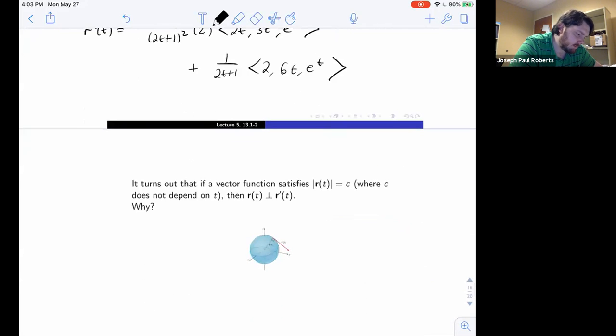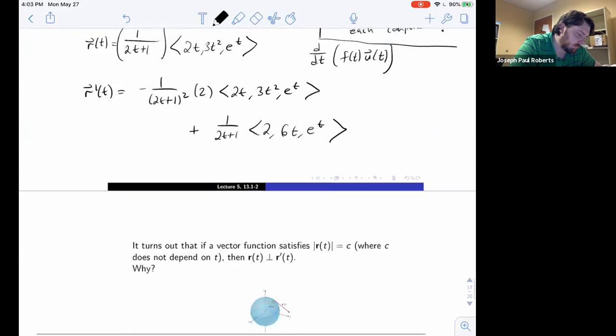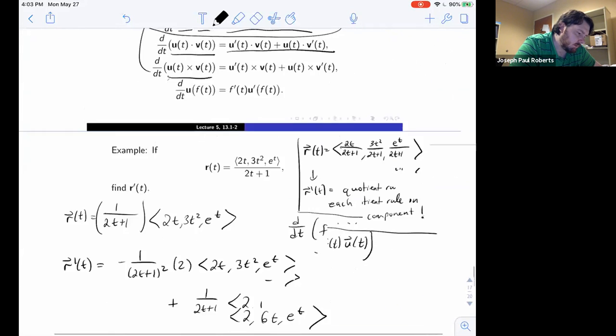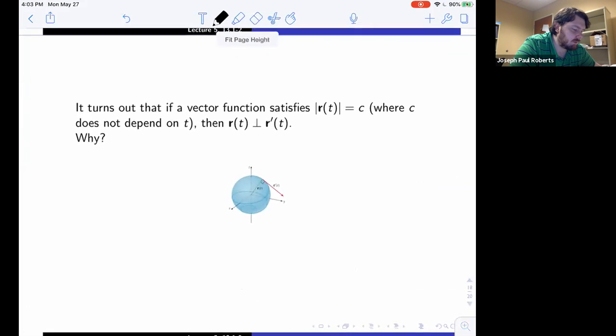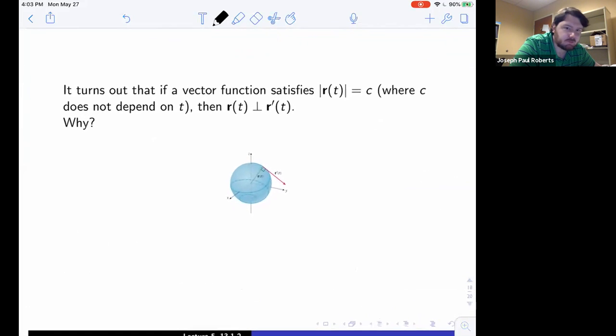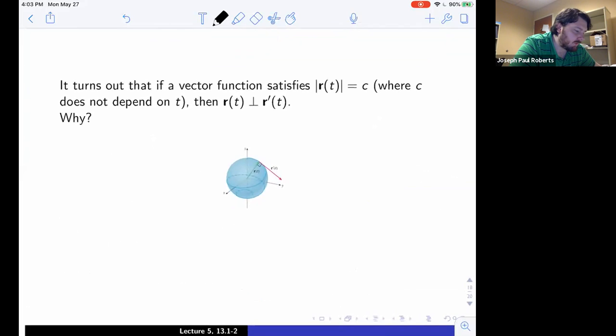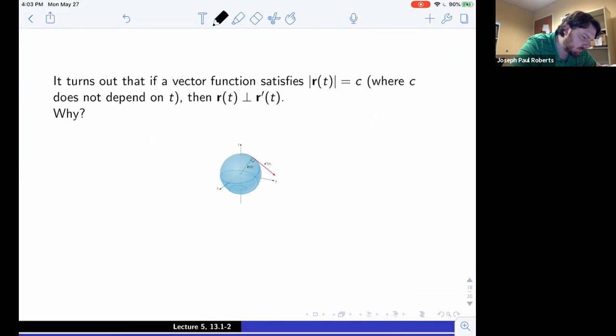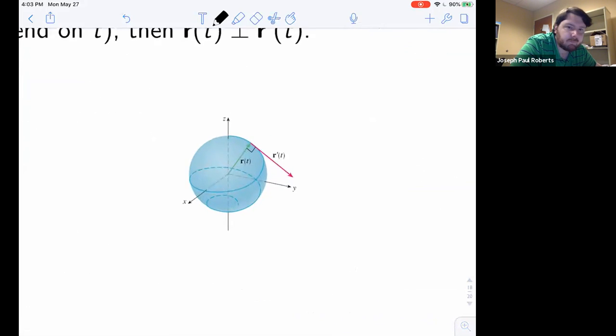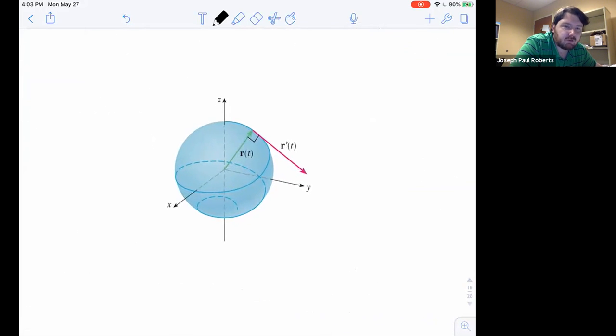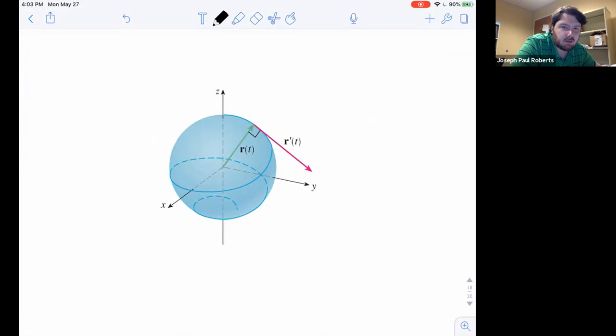Okay, and then one other application of one of these product rules is the following: if I have a vector function whose length is constant, and I don't know why this is so small, let's zoom in a little bit. If you have a vector function whose length is constant, it turns out that its derivative has to be perpendicular to it.